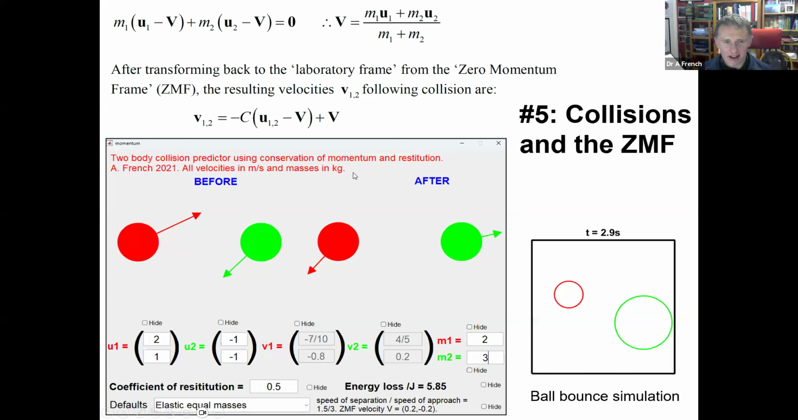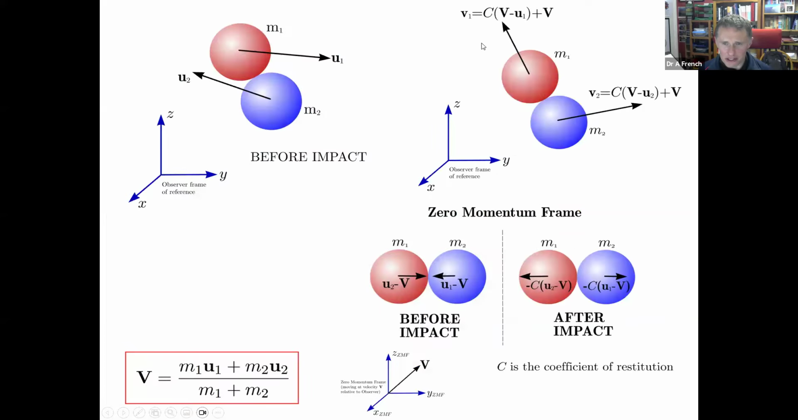And so that means, I don't know if I've got a nice picture here. Here we go. So here's my sort of before impact. If you're in the zero momentum frame, so you run at this speed, you must have zero momentum. So in other words, the arrows have got to be facing each other. So u2 minus v and u1 minus v look like this.